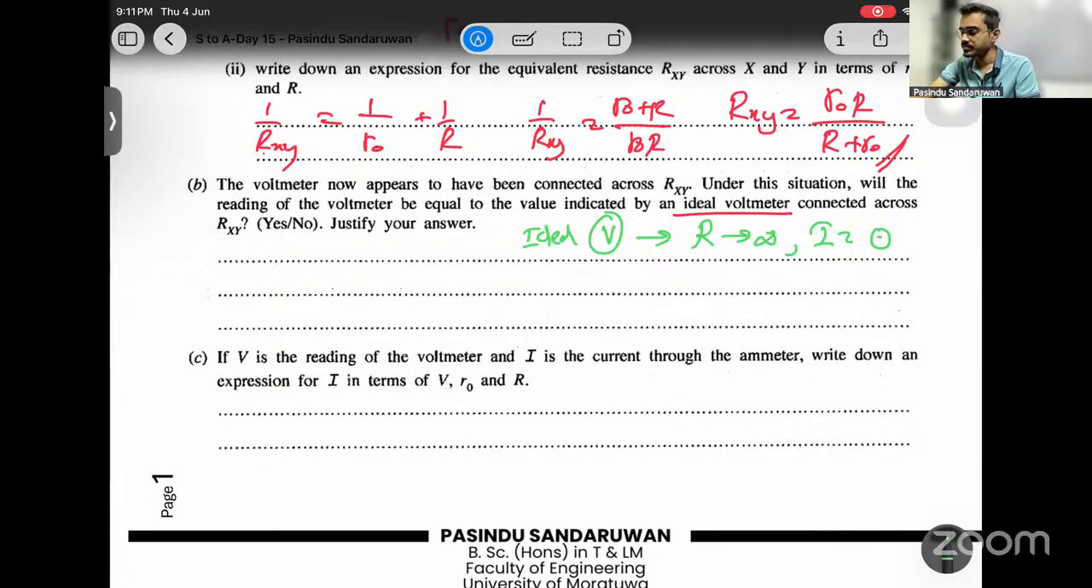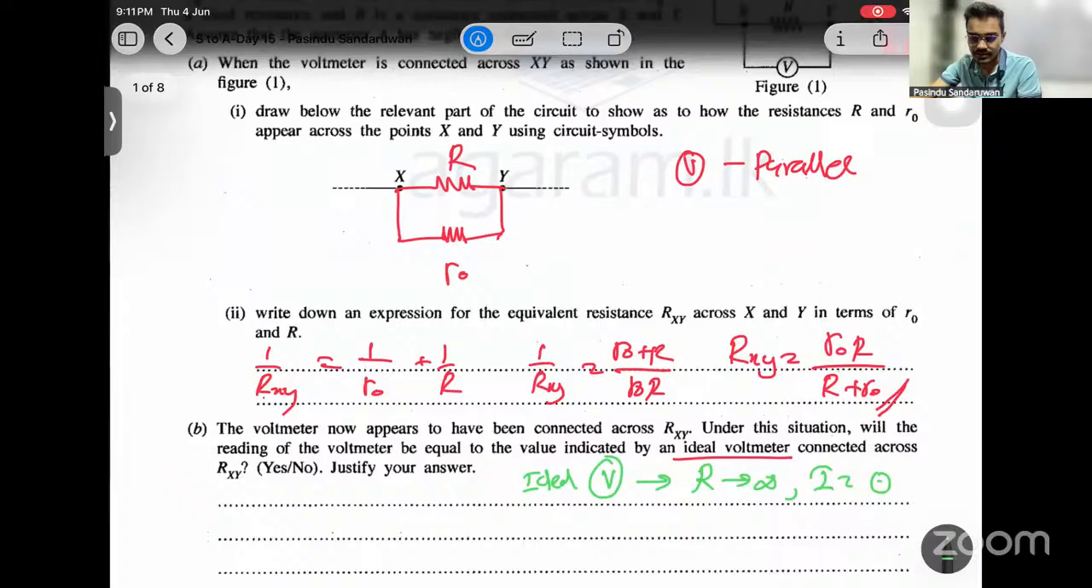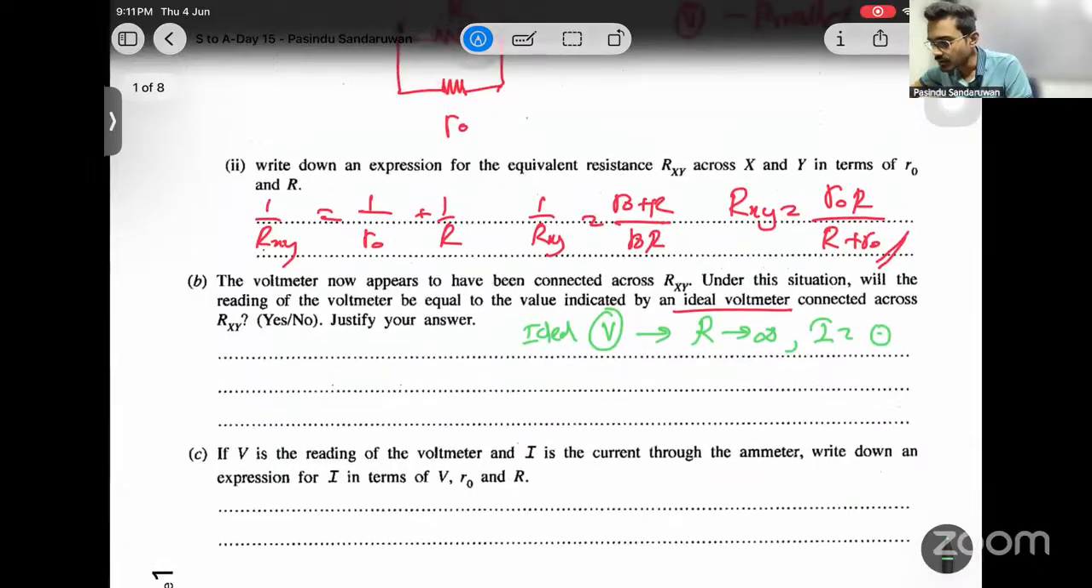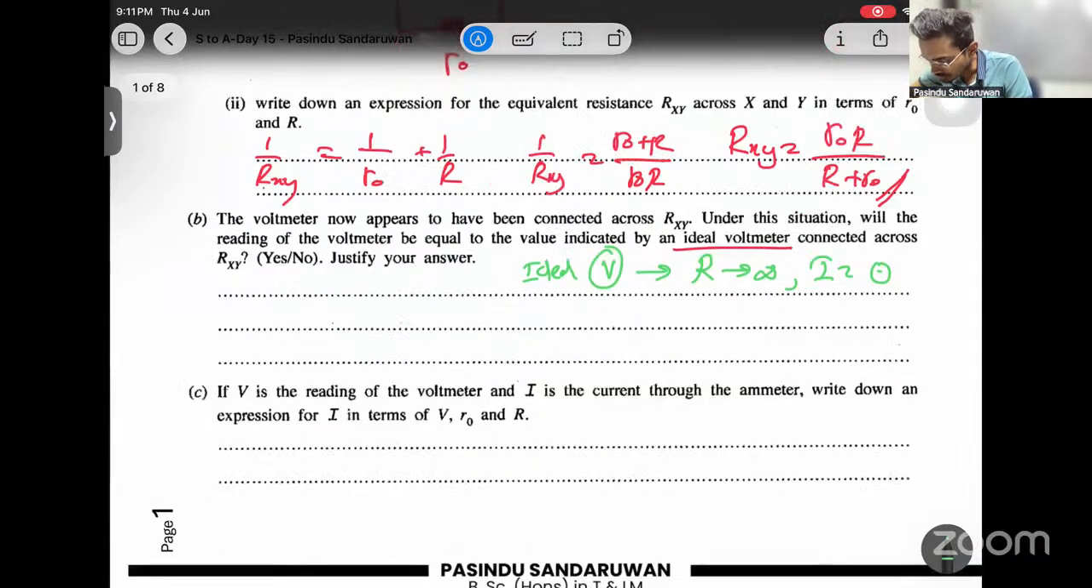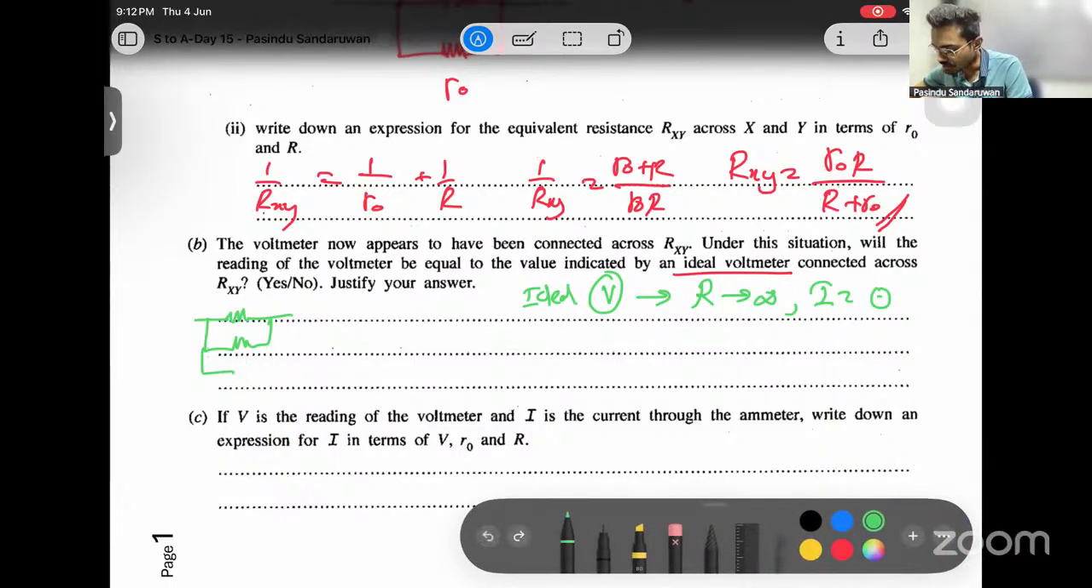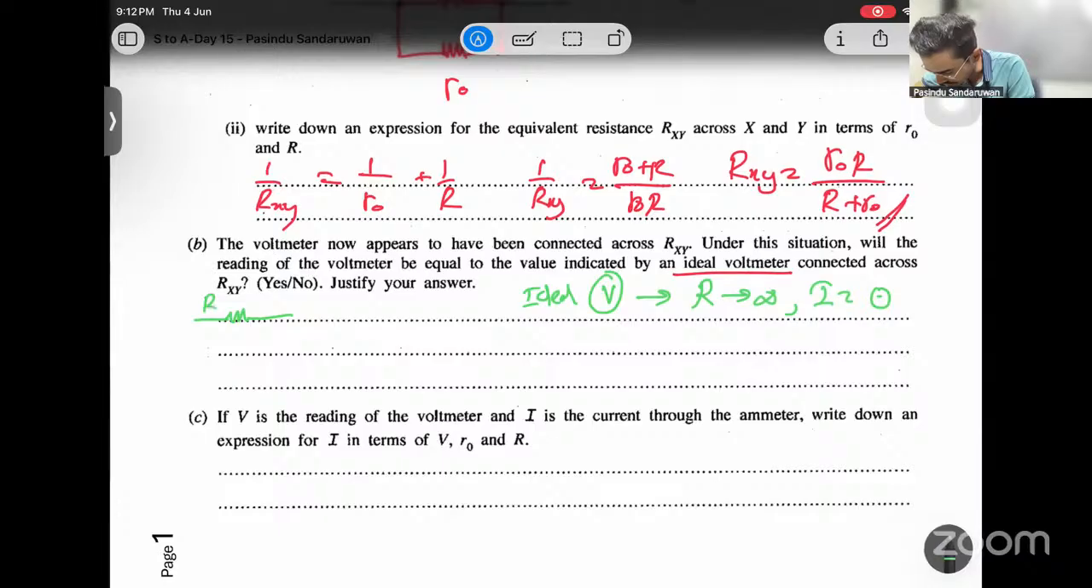Right, now back to the question. Now resistors are connected here like this, and the voltmeter should be here like this. The voltmeter now appears to have been connected across Rxy. The resistors appear to be connected across Rxy. If this is Rxy, the voltmeter appears to be connected across Rxy, something like this.